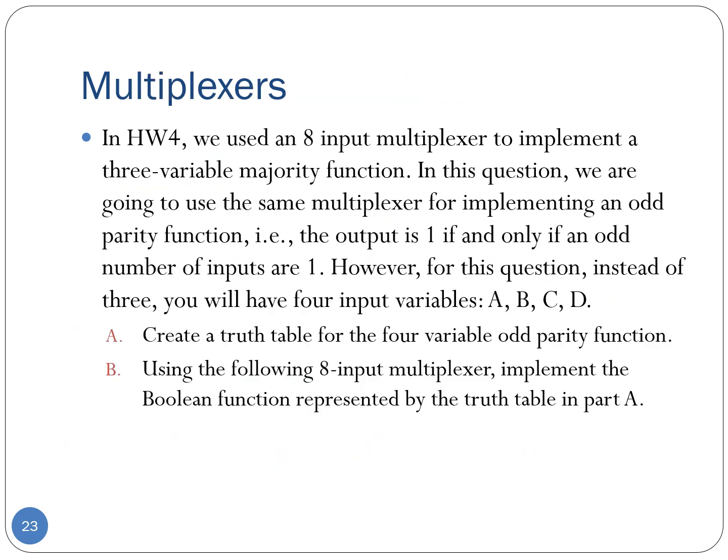All right, so in this problem we are going to implement a 4 input odd parity function using an 8 by 1 multiplexer. So there are two parts to the problem. The first is we need to create a truth table for this odd parity function, and the second part is to implement this odd parity function using an 8 input multiplexer. Okay, so recall that an odd parity function will have an output 1 if and only if an odd number of inputs are 1, otherwise the output would be 0.